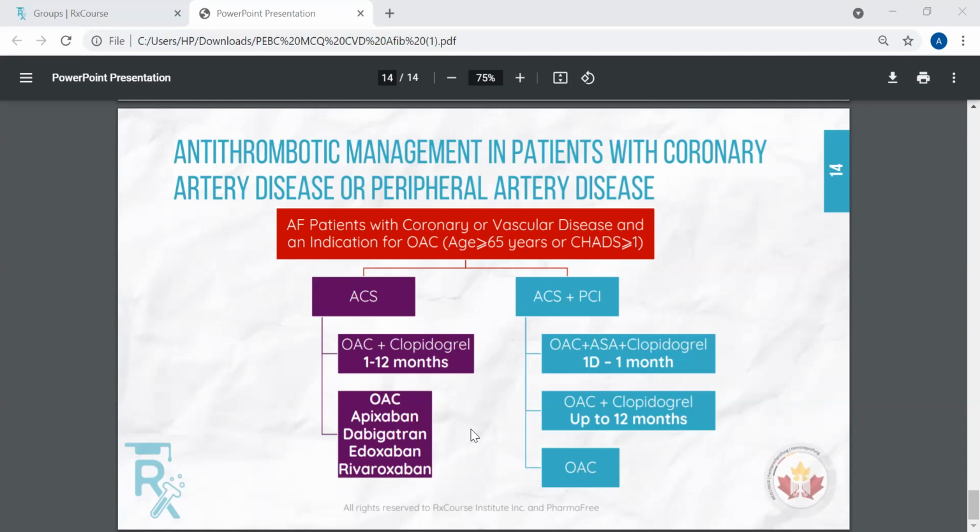Okay. If the patient has acute coronary syndrome and the PCI, at that point, I need to add something else. I can give him oral anticoagulants plus aspirin plus clopidogrel, and the duration between 1 day to 1 month. No one gives it for 1 day. Usually it's for 1 month. And this is how they deal with it.